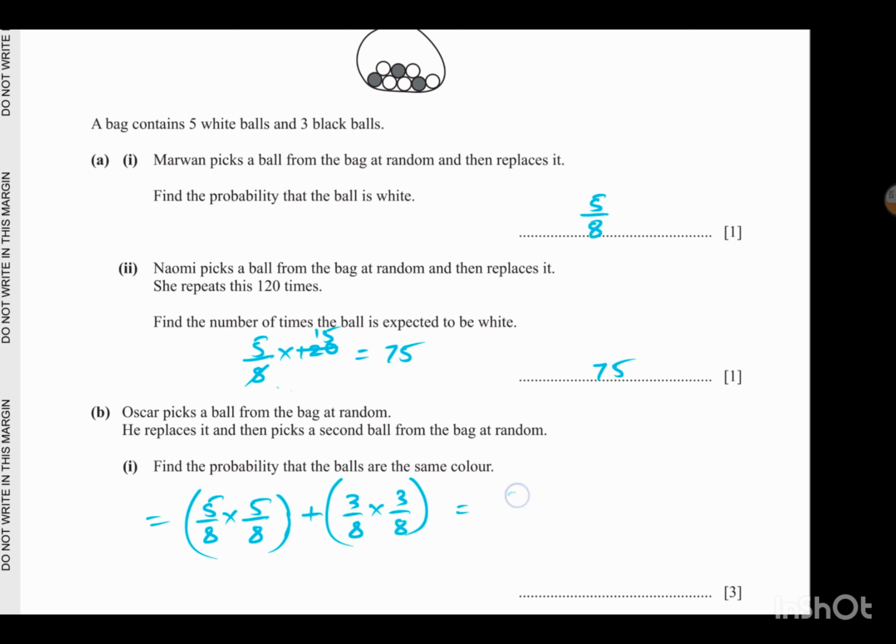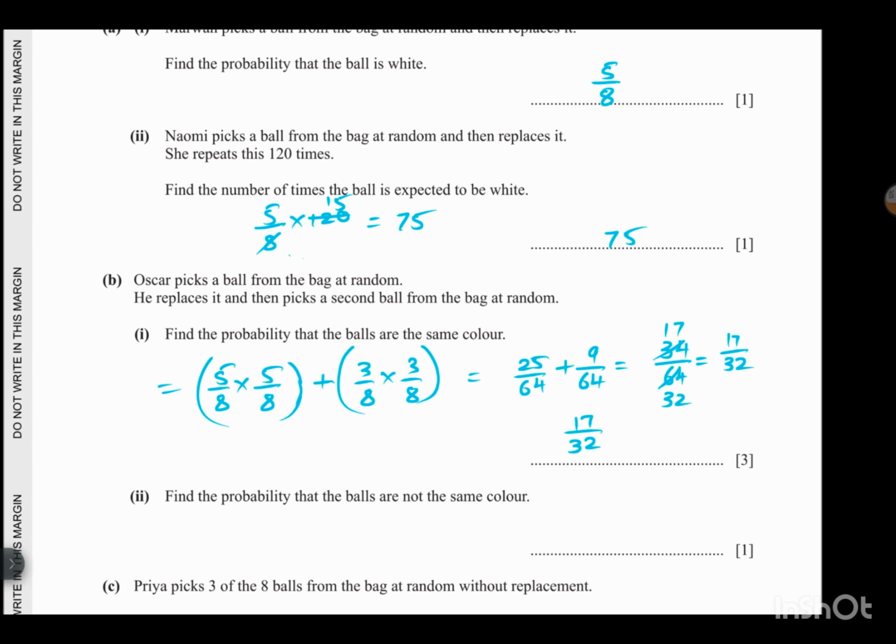So that will be 25 by 64 plus 9 by 64, which will be equal to 34 by 64. And if I simplify it with 2 times 17, 2 times 32, I get 17 by 32. So this is the probability of getting the ball of same color 2 times. Question B1 is done. B2 now.